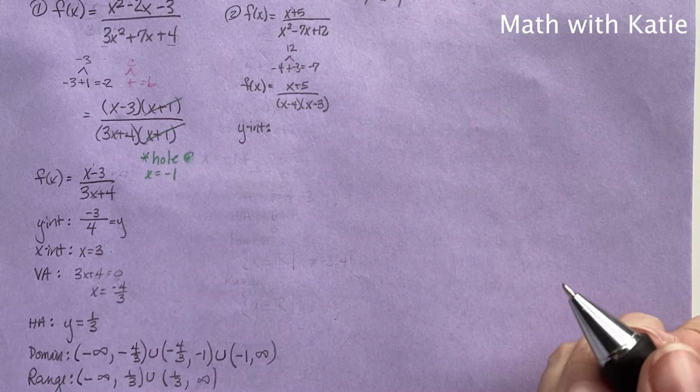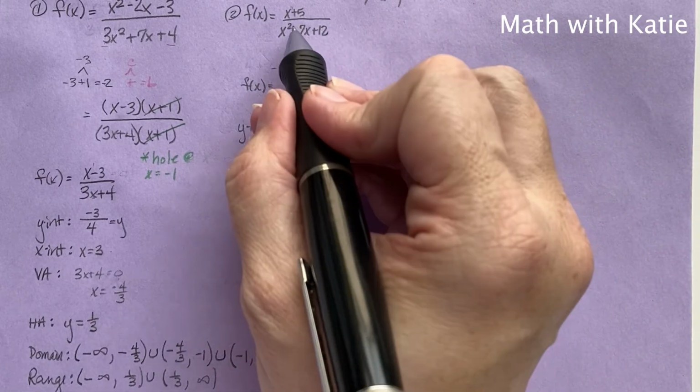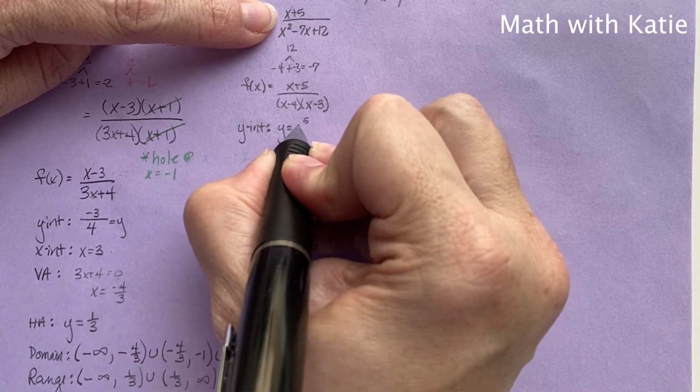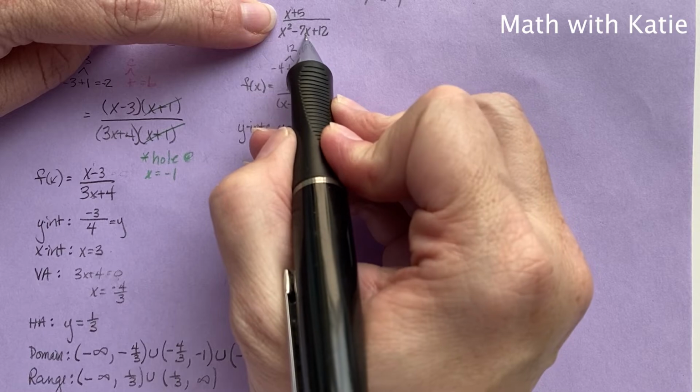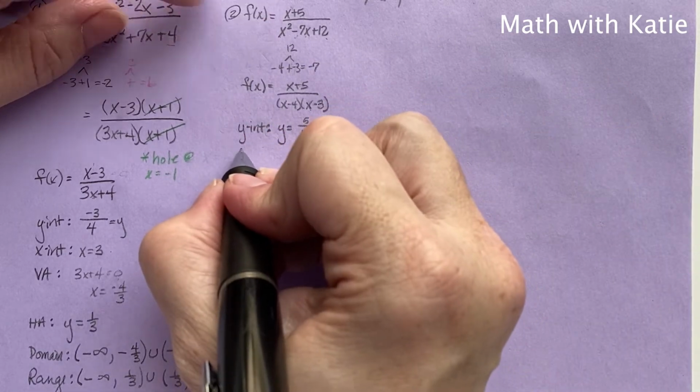Okay, and to do that, set all the x's equal to 0 and solve. So let's just go back up here and use this. So it's going to be y equals 5, 0, 0, and 12. Okay, x-intercept.